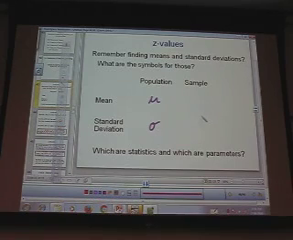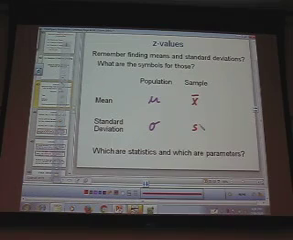Let me call on somebody else. A sample mean? You can take help from your friend. Close. X bar. And sample standard deviation, anyone? S.